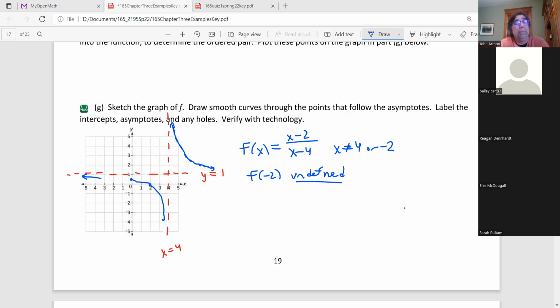And then divide by x squared minus 2x minus 8. That's the denominator. Okay. Now you saw most of the graph there. So we saw where the asymptotes were.